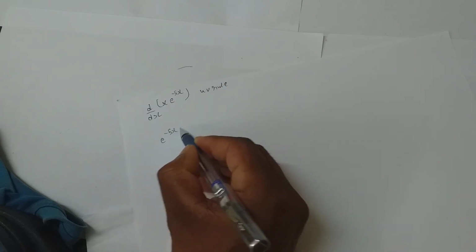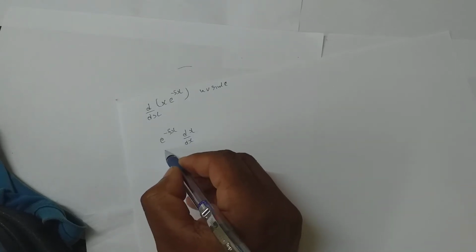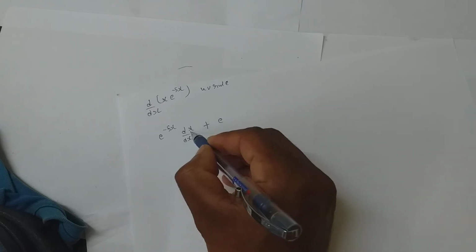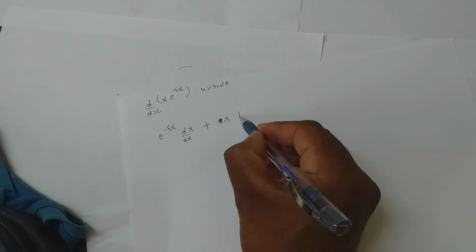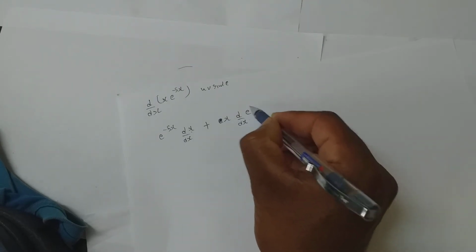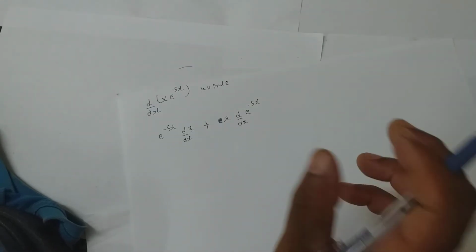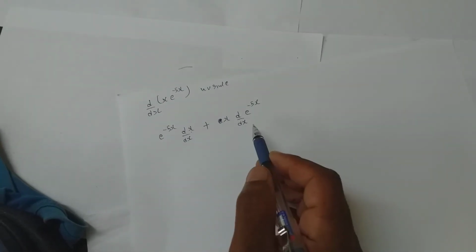So if I differentiate d by dx of x, the other one you write as it is, plus this time the one that was differentiated, you write as it is, and the one that was not differentiated, you keep it here. This is your UV rule. Differentiate one at a time. That's it. Am I clear? UV rule means differentiate one at a time.